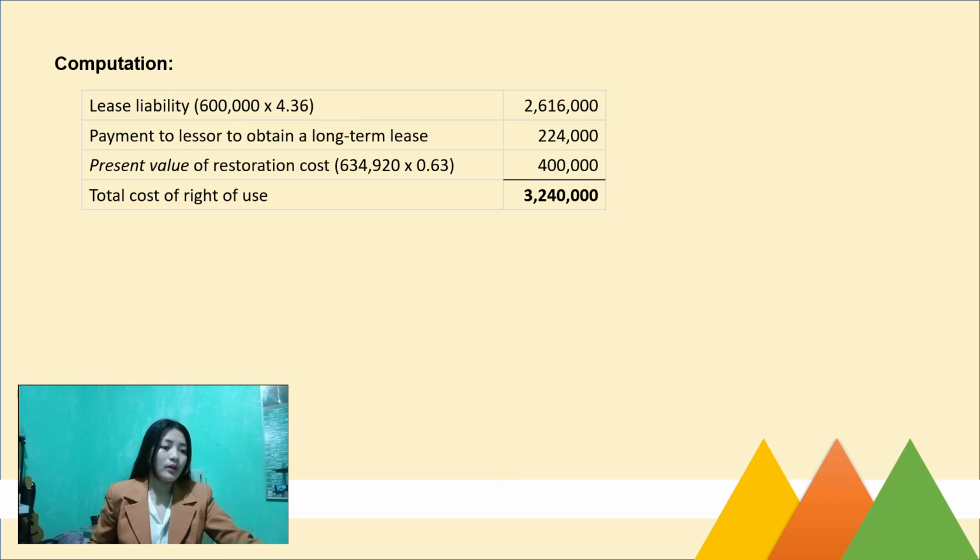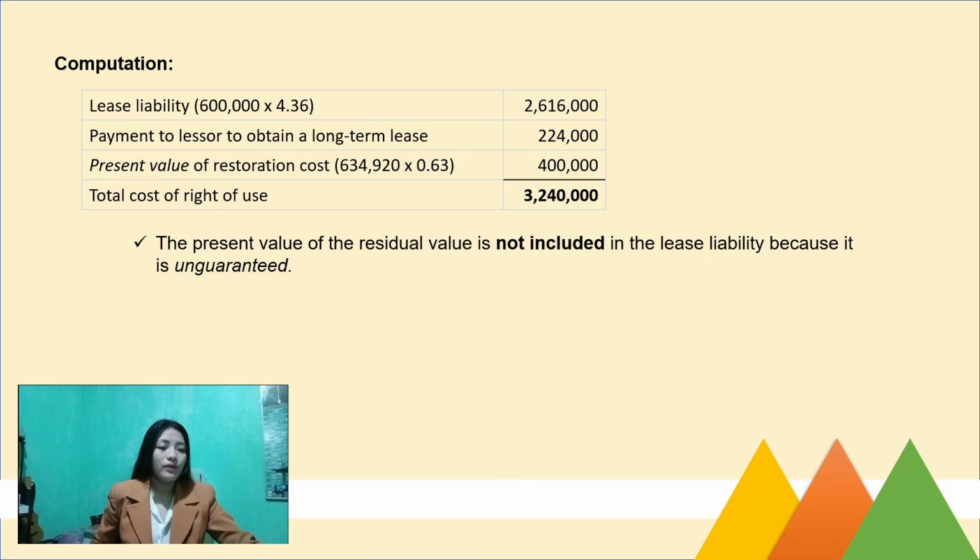So, ang total amount ay 3,240,000. So, the present value of the residual value is not included in the lease liability because it is unguaranteed. So, hindi natin isasama yung present value of the residual value sa pagkuha or sa pag-measure ng lease liability dahil unguaranteed siya. So, meaning, isasama lang natin yung present value ng residual value sa lease liability once it is guaranteed, katulad ng ginawa natin sa previous discussions.